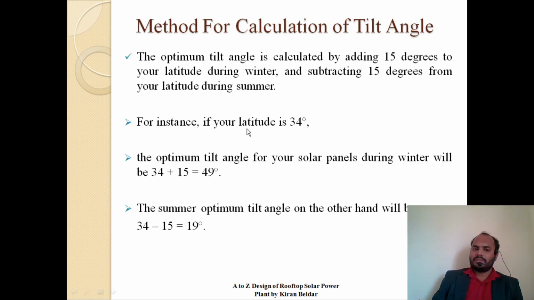Let's say, for instance, your latitude is 34 degrees. The optimal tilt angle for your solar panels during winter will be 34 plus 15, that is 49 degrees. The summer optimal tilt angle, on the other hand, will be 34 minus 15, which is 19. So in the winter season the tilt angle of a solar panel is 49 degrees, and in the summer season the tilt angle is 19 degrees.